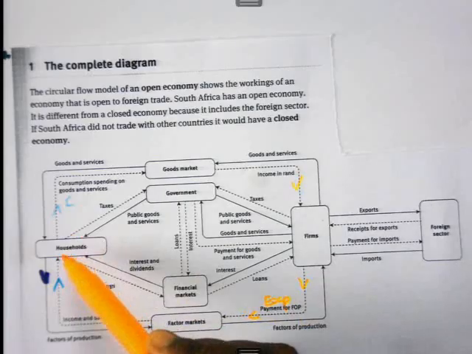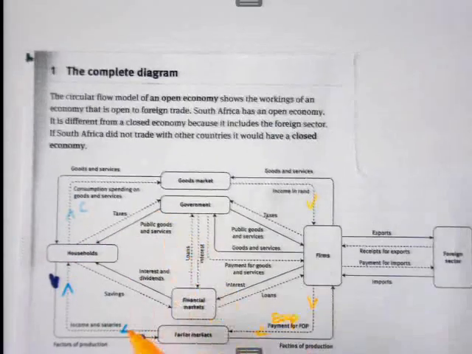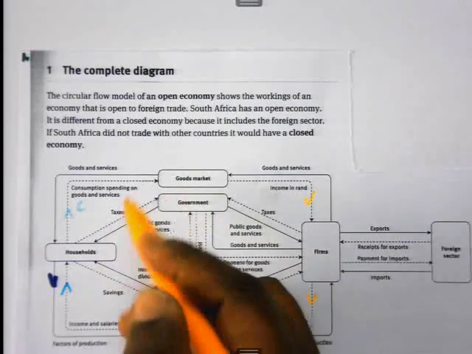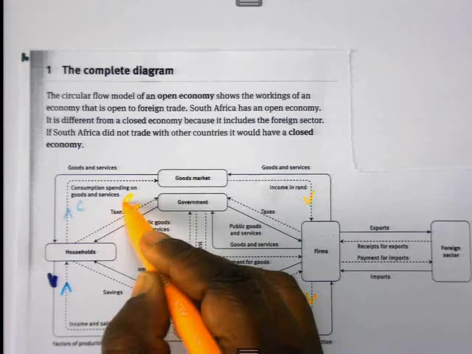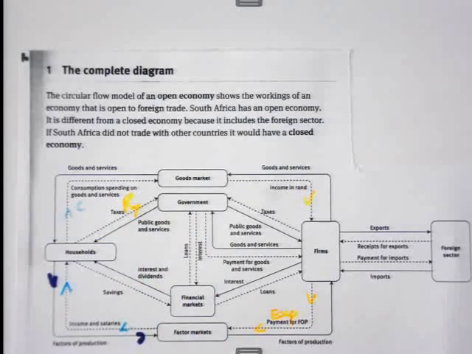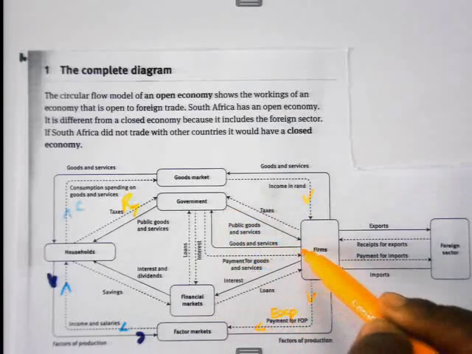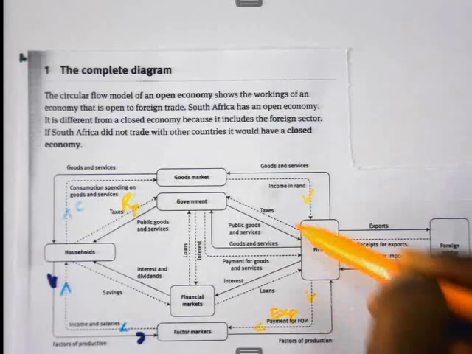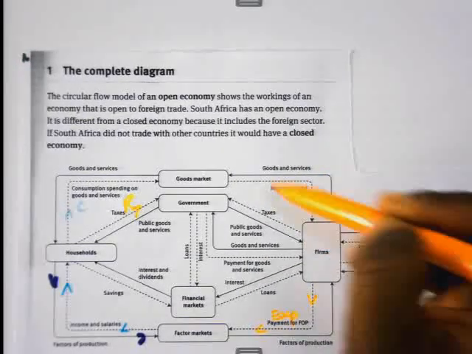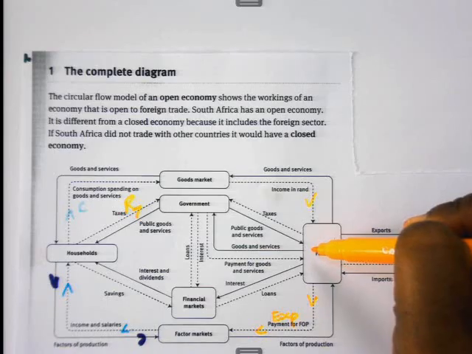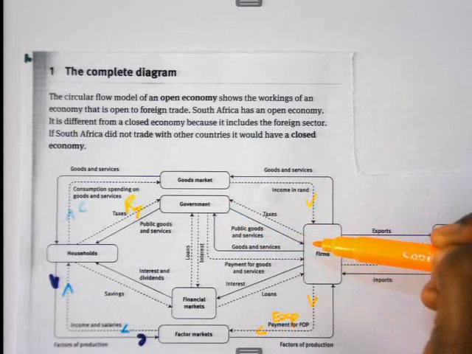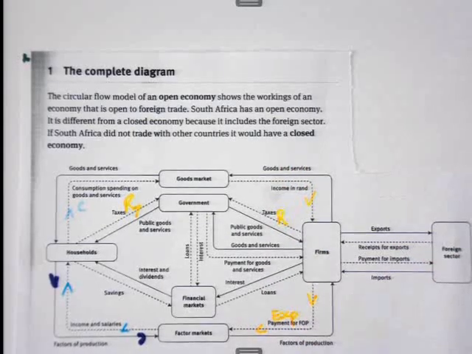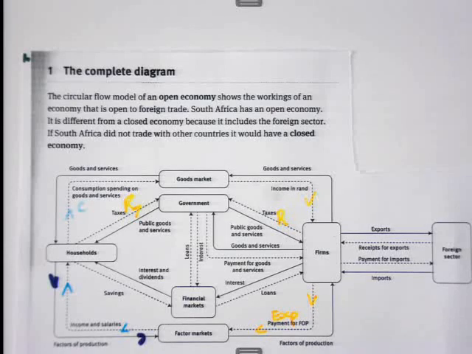And the household, they pay tax to the government. After they receive the income, household must pay tax to the government. So this becomes what? Revenue or income for the government. The government also supplies or provides public goods and services to the firms. The firms in return, after receiving their income in the form of profits, also pay tax to the government. The tax from the firms also becomes a revenue for the government.